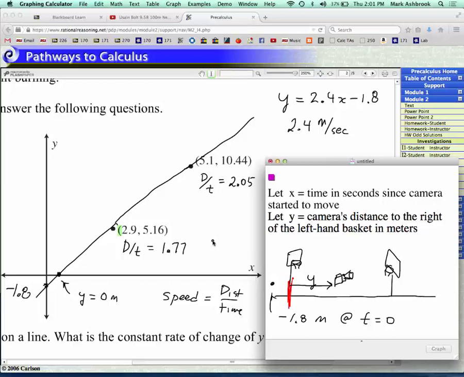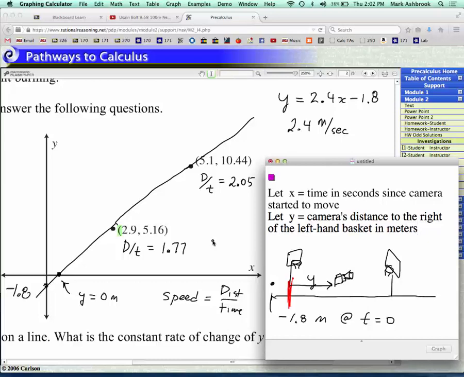Is it changing distance over changing time? Okay, but... Because understanding, like, over a certain period of time, how much does it change? Okay. Is the speed of the camera changing? No, it's not. So what is wrong? What is the speed of the camera? 2.4 meters per second, we already talked about that before, right?